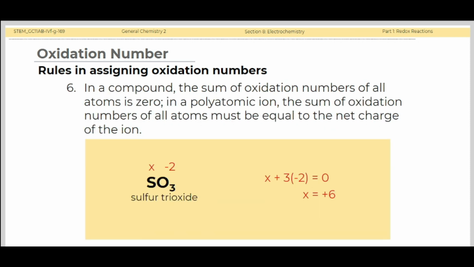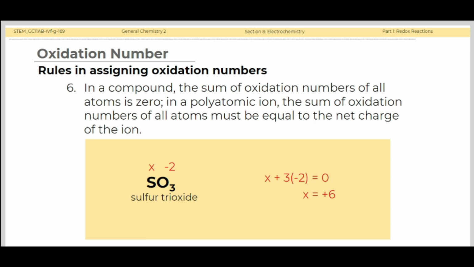In a compound, the sum of oxidation numbers of all atoms is 0. In a polyatomic ion, the sum of oxidation numbers of all atoms must be equal to the net charge of the ion. Consider sulfur trioxide, dichromate ion, and hydrazinium ion.